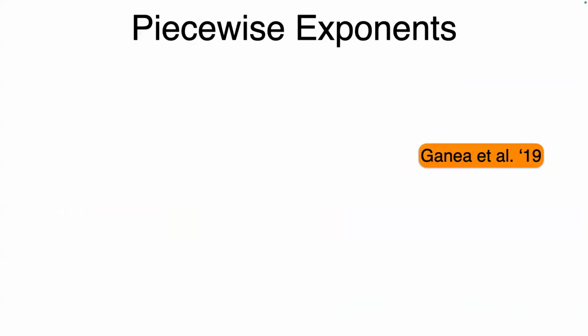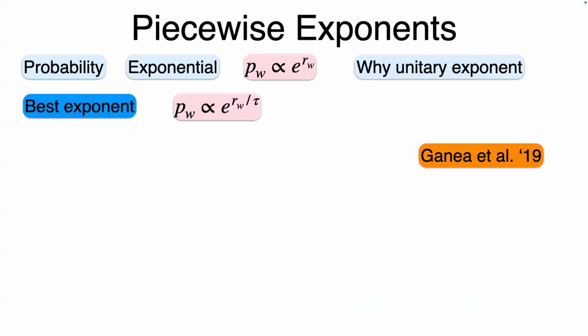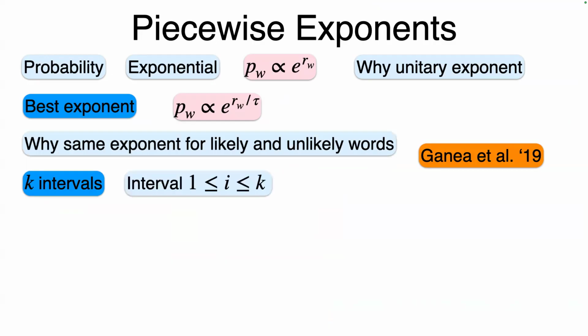Then I can also use piecewise exponents. I'll get to that in a second. Before, instead of PW being e to the RW, we used e to the RW over tau, and you can find the best tau to modify this. But then you can ask: if using one exponent, why not use different exponents for different intervals of the range? So you have k intervals, and for each interval you use a different tau, a different temperature.